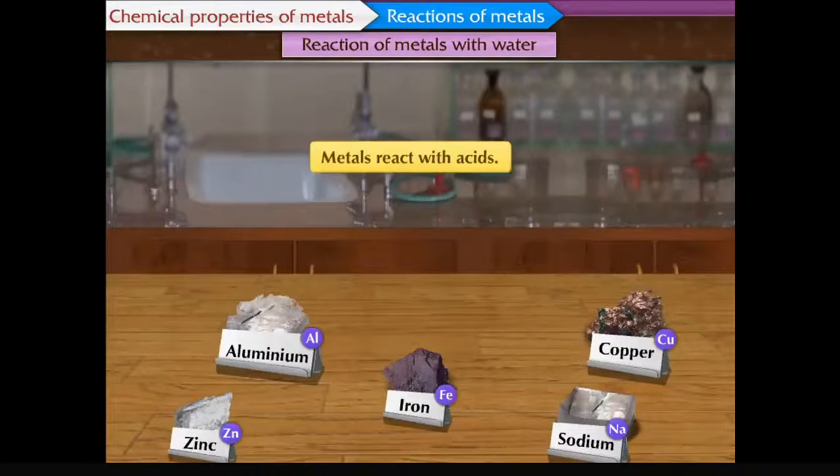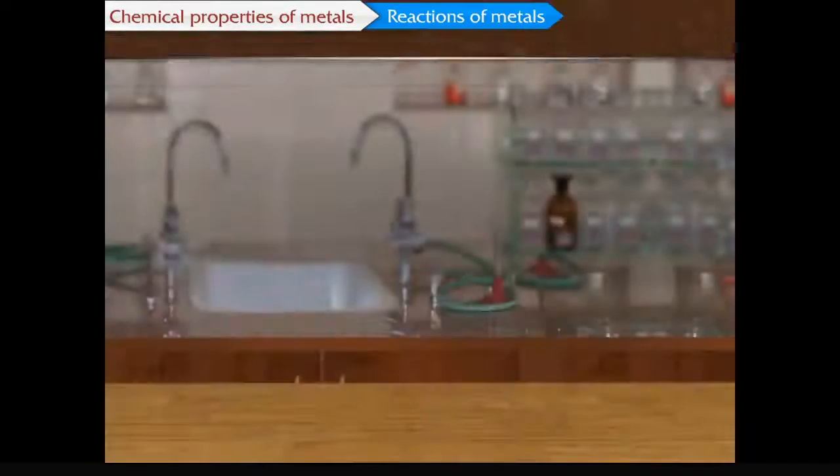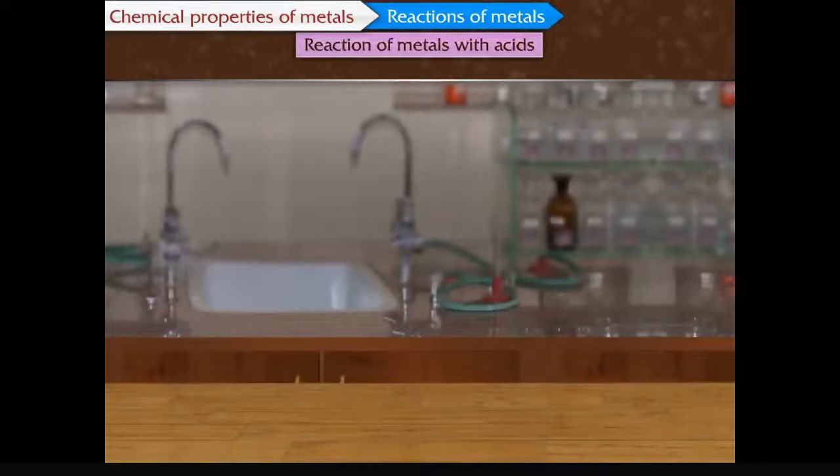We know that metals react with acids. Are all metals equally reactive? Let us perform an activity to understand this. Reaction of metals with acids. Activity.